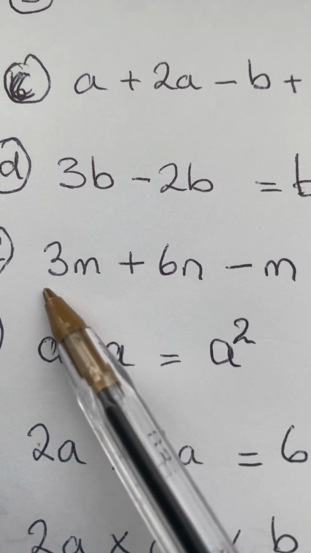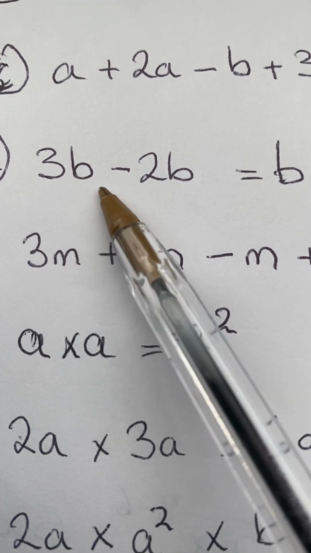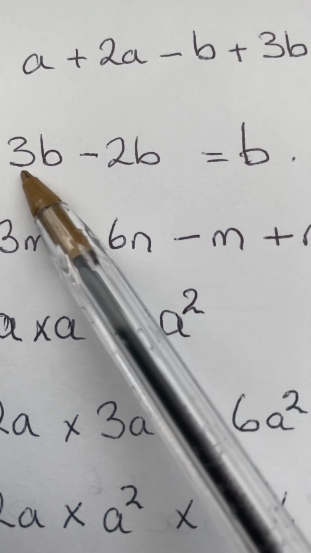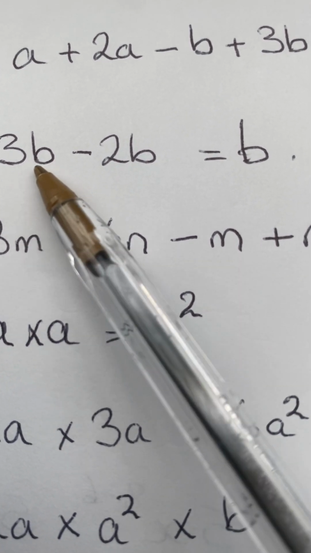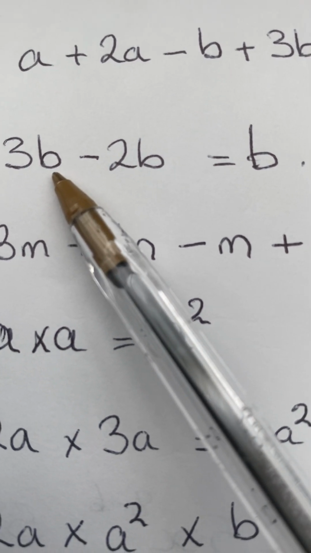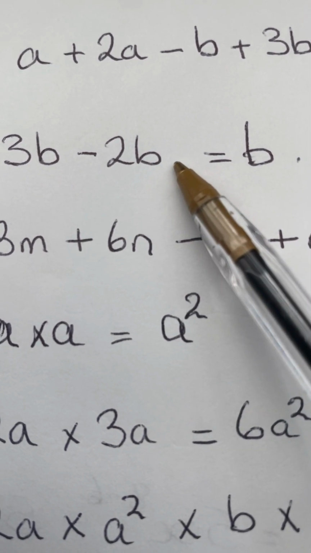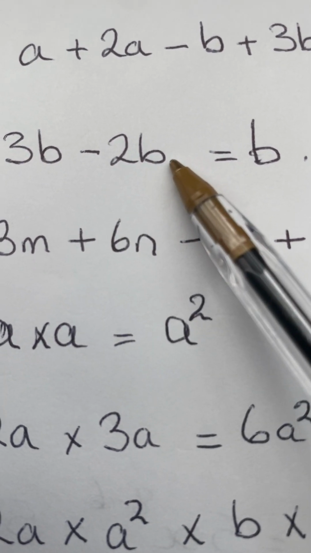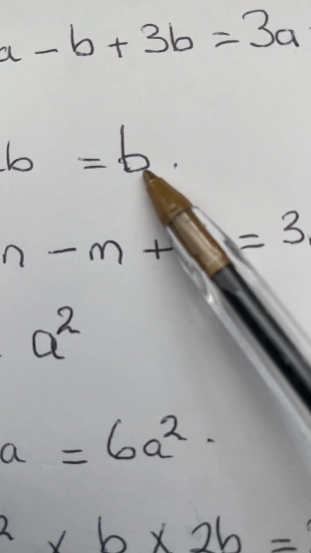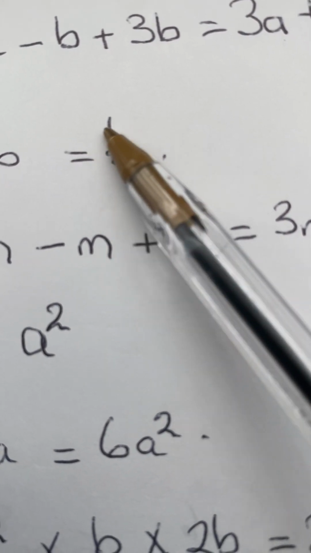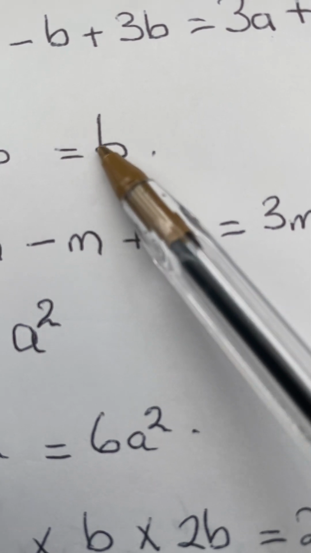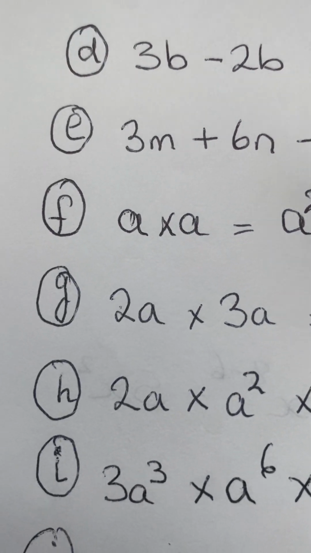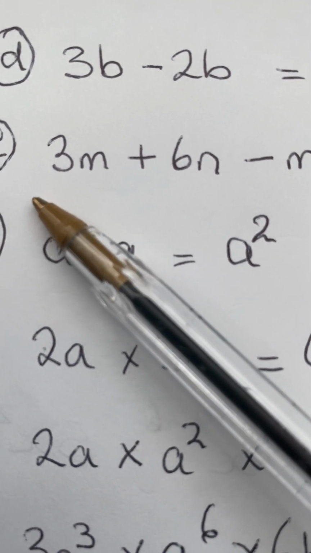The next one is 3b minus 2b. So this is easy. So 3b, so it's like 3 mangoes minus 2 mangoes. So if you have 3 and you take 2 out, you are left with 1. I said in our first lesson that we don't normally write 1b, so it's just b there.